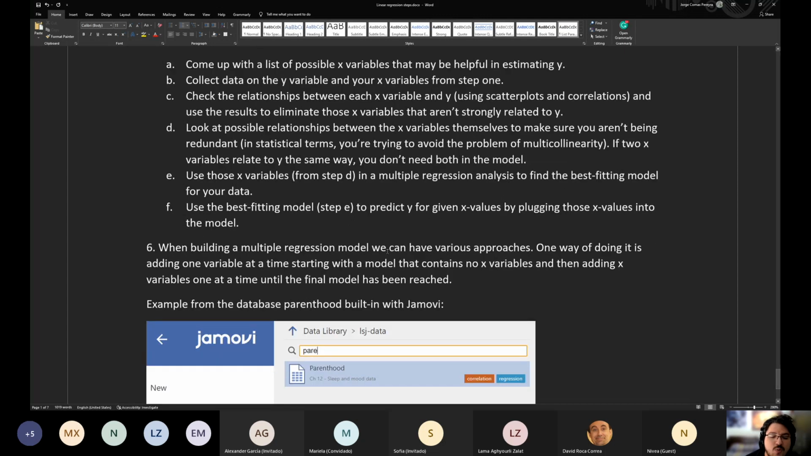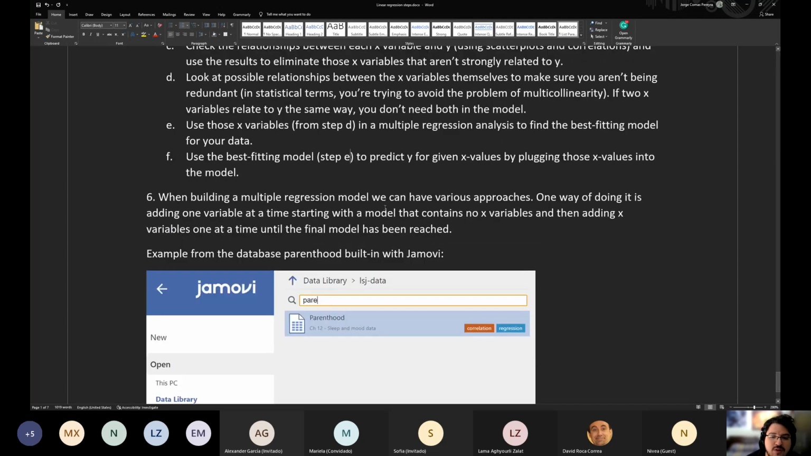Okay, so when building a multiple regression model, we can have various approaches, but one way of doing it is adding one variable at a time. You can at least see two obvious ways of doing it. One is one variable at a time, starting from 0 variables, or alternatively, using all variables and then removing one after the other to see if the model improves when removing variables. Okay.